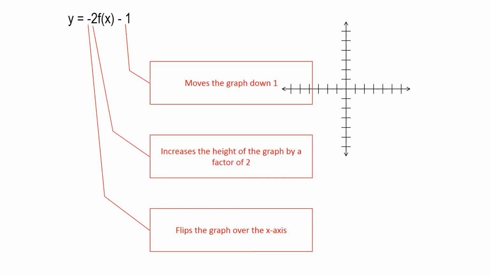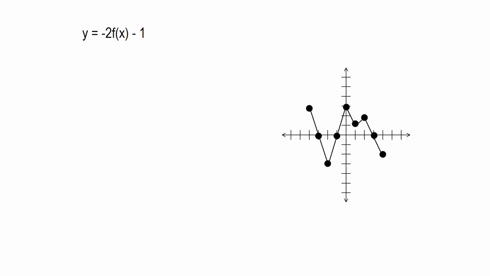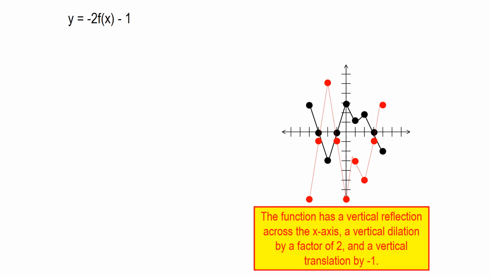We have 3. It moves down the graph 1 value, it increases its height by a factor of 2, and the graph flips or is reflected over the x-axis. When we perform our transformations, we perform them from left to right. The function has a vertical reflection across the x-axis, a vertical dilation by a factor of 2, and a vertical translation by -1.